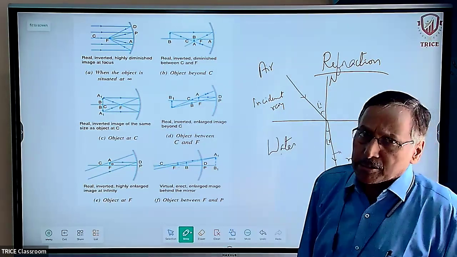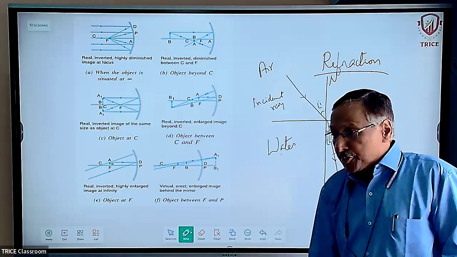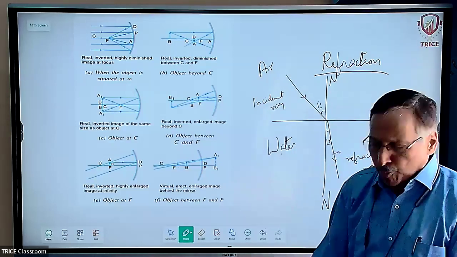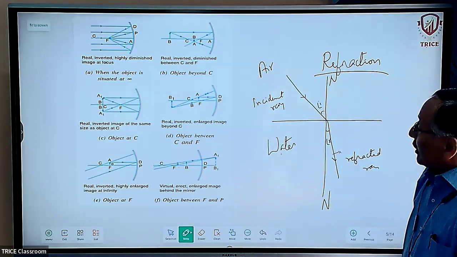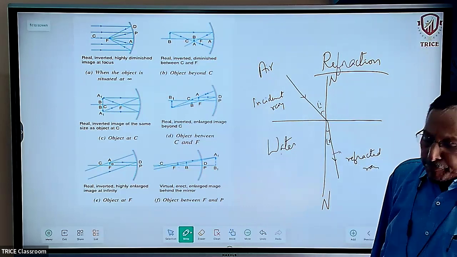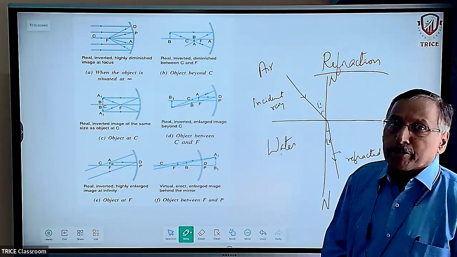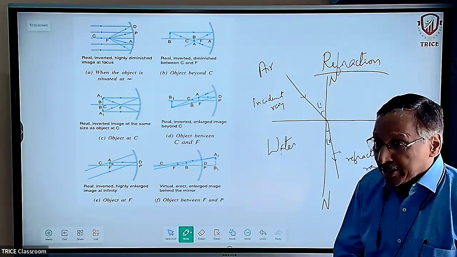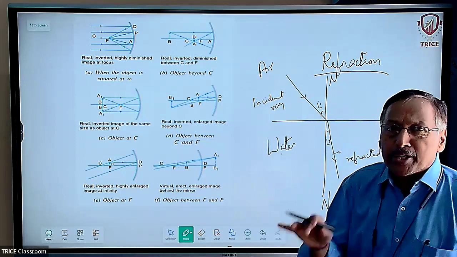If you are standing on the bank of a swimming pool, for you, the floor of the swimming pool appears to be raised. Or if you are standing on the top of a well and you look below, the floor of the well, if it is not a very deep well, the mud and all will appear to be raised. And you will say it's very shallow water, I can go have a dip.